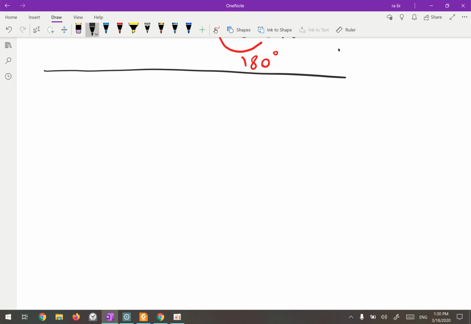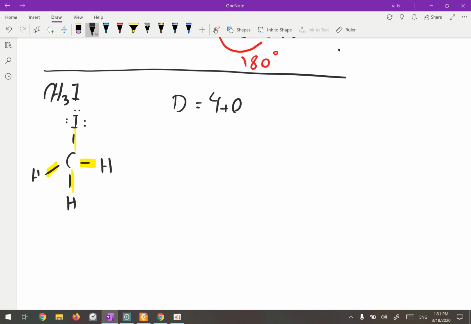Okay, the next molecule that we have drawn in the class is CH3I. So it's very easy. The Lewis structure for that was like this. You have 4 domains: one here, 2, 3, 4. So 4 domains, 4 bonds, no lone pair, so the domain becomes 4 and the hybridization becomes sp3. Both electronic geometry and molecular geometry are the same because you have no lone pair, and they are tetrahedral.